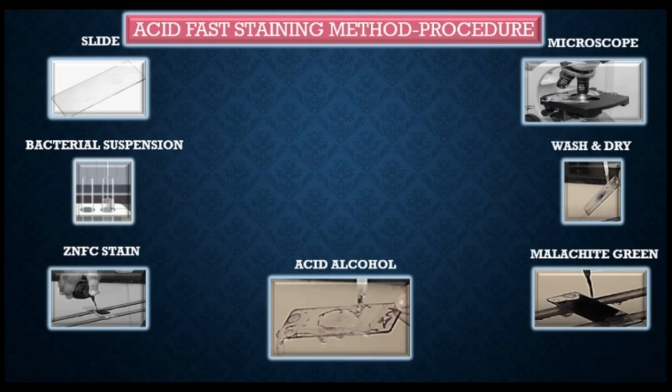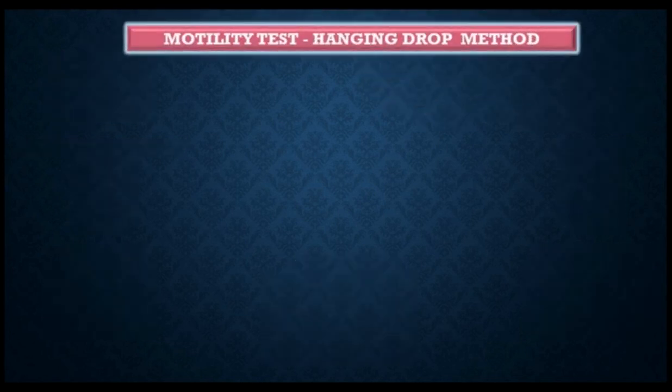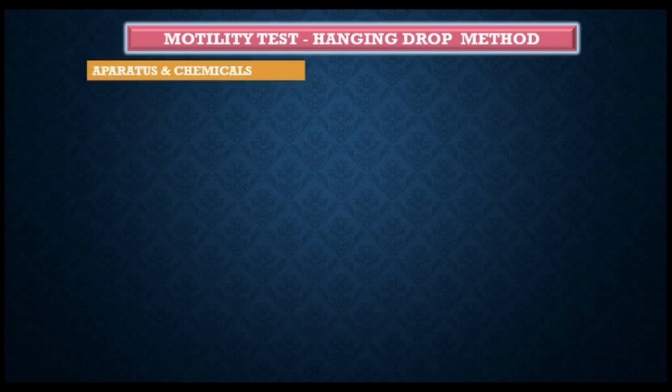Acid fast bacteria appear in pink color, non-acid fast bacteria appear in green or blue color. This is the procedure. Let us quickly learn about the motility test. The motility test is used to find out whether a microorganism is motile or non-motile. And there are two methods, I already told you: the hanging drop method and the agar stabbing method.